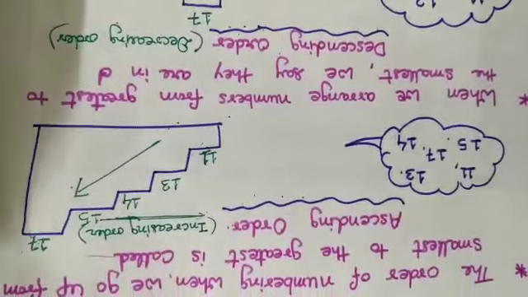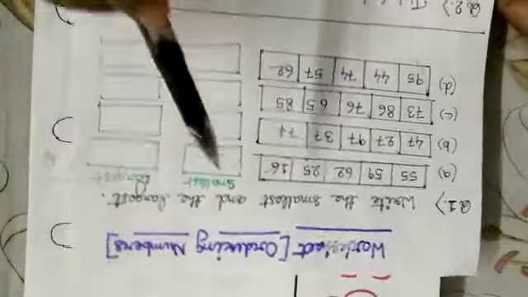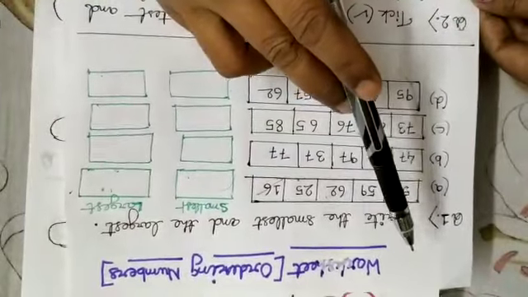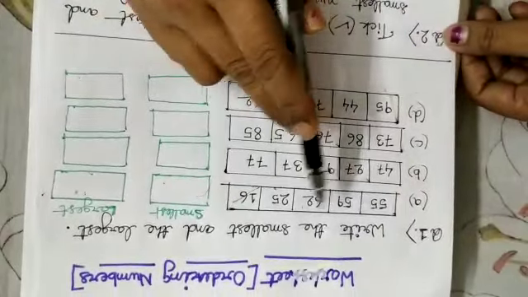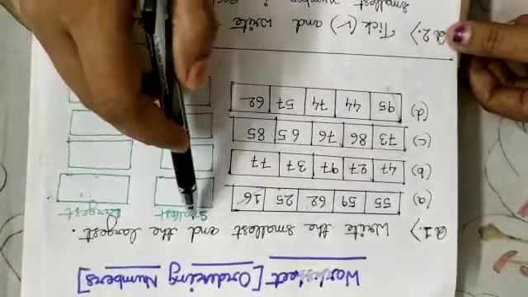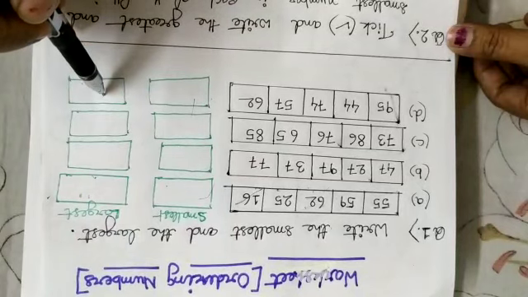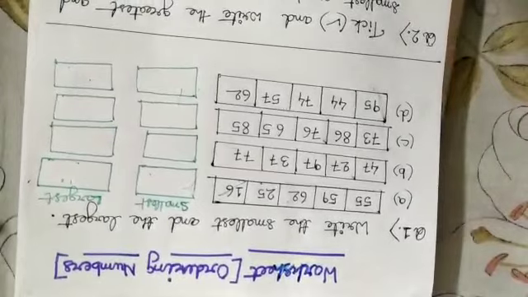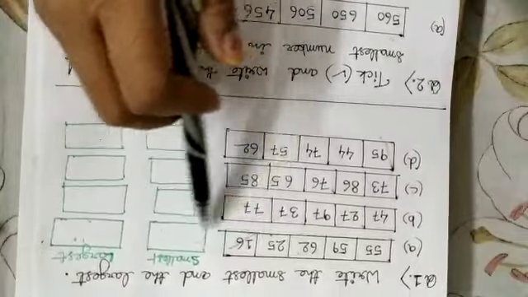So let's have a worksheet for ordering of numbers. Put the day and date, that is 22nd April 2020. Write the smallest and largest. Here you will write smallest and there you will write largest. Then from the numbers, you will just find out the smallest and the largest from there.